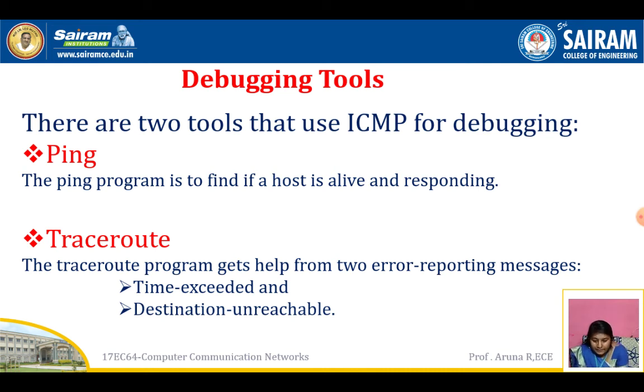The traceroute program gets the help of two error reporting messages, that is time exceeded and destination unreachable. The traceroute is an application layer program, but only the client program is needed because there is no traceroute server program. The traceroute application program is encapsulated in a UDP user datagram, but traceroute intentionally uses a port number that is not available to the destination.